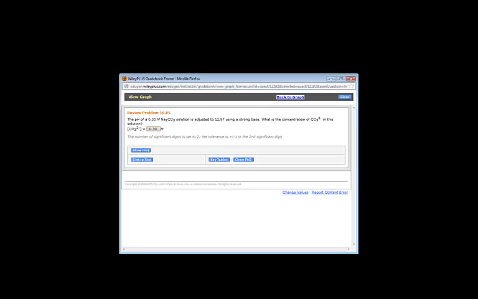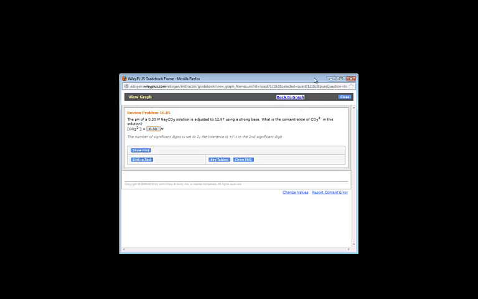This is problem number 1685. And the question is, the pH of a 0.3 molar sodium carbonate solution is adjusted to 12.97 using a strong base. What is the concentration of carbonate in this solution?